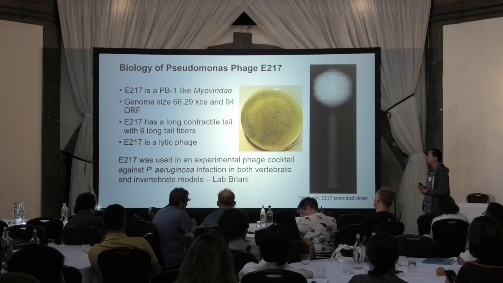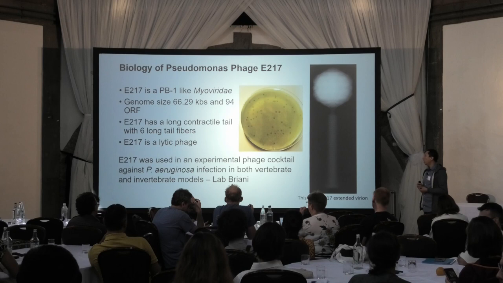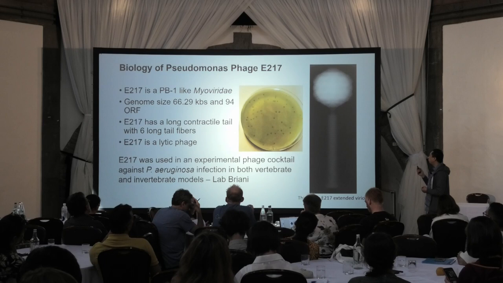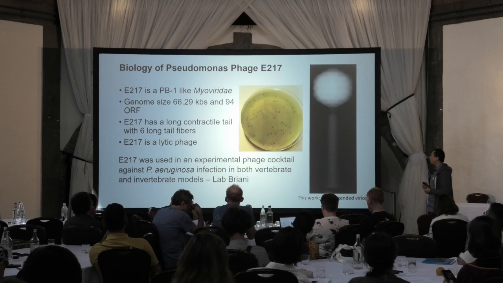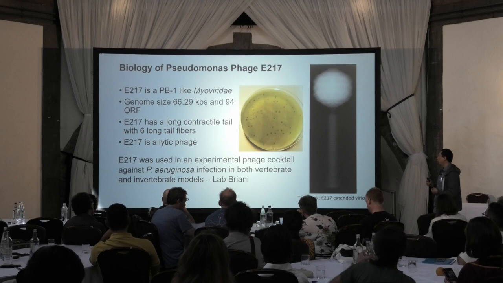E217 has a long contractile tail with six long tail fibers, about 900 or so amino acids. E217 is a repeat phage, provided by our collaborator, the Miami lab. E217 was used in an experimental phage cocktail against Pseudomonas. It has four different stages in that cocktail. So this is just a sneak peek of the bigger picture of the whole thing.